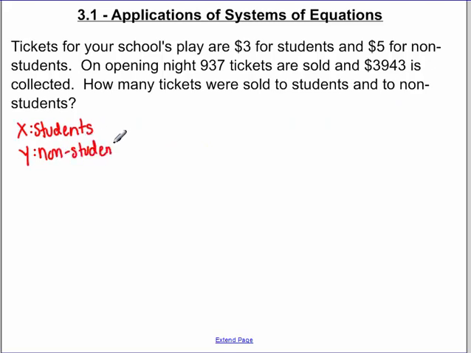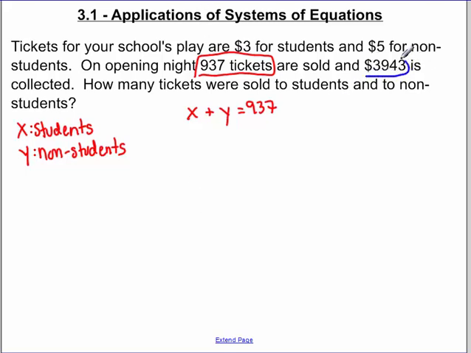Now, what you need to keep in mind, the best advice I got in high school when working on applications, is that you need to realize that the number of variables you have is the number of equations you need to have. I have two variables. I need to come up with two equations. So our first equation: 937 tickets are sold. So the number of students plus the number of non-students equals 937.